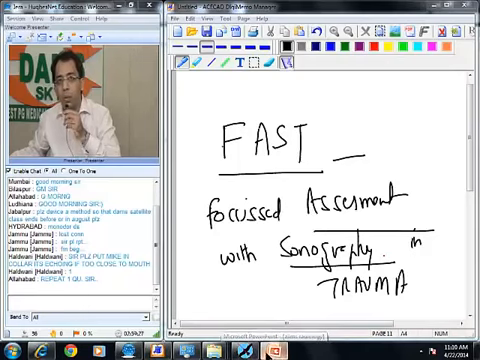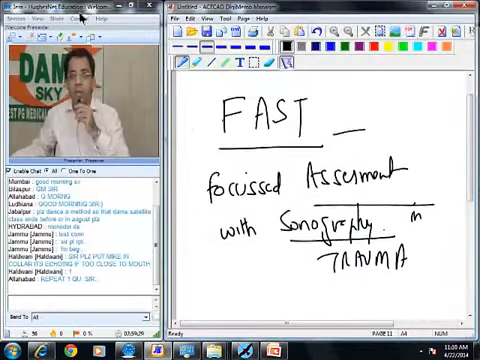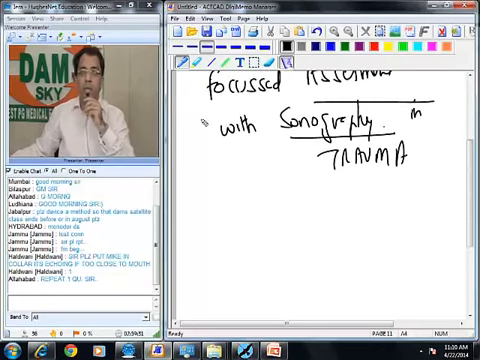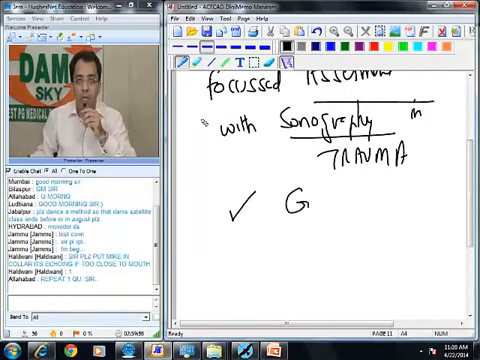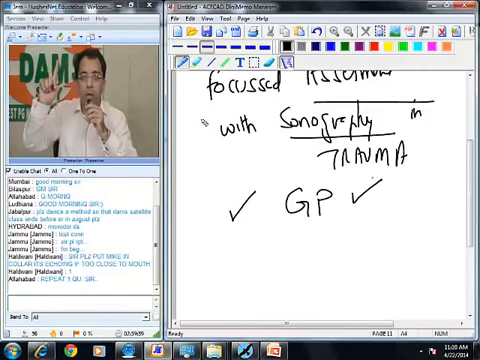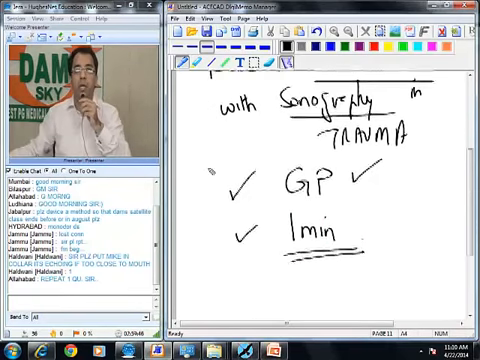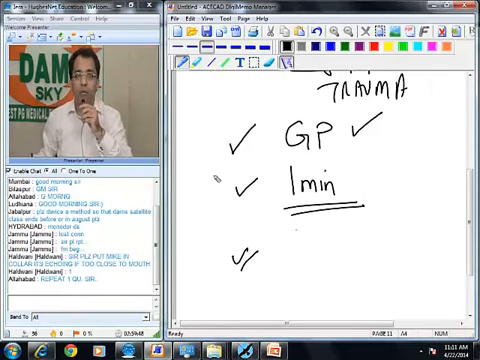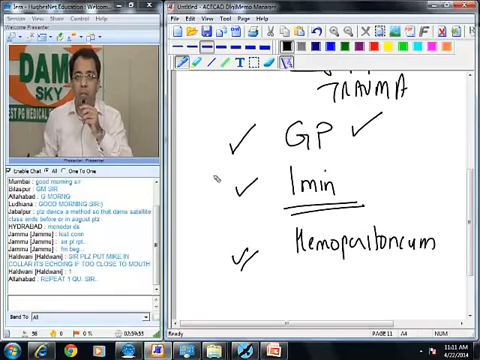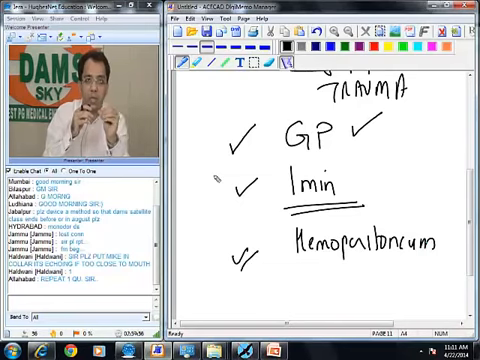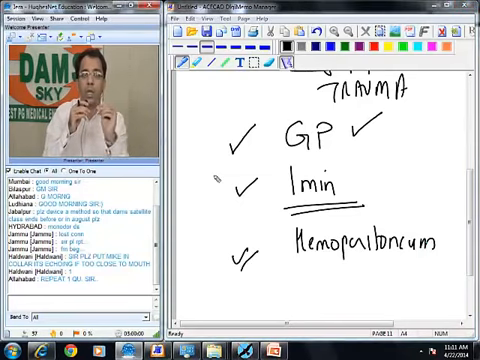Now let us remember a few key points. FAST is done by general physicians, not by radiologists. Do not mark radiologist. FAST is done in how much time? Only 1 minute. FAST is done to look for hemoperitoneum. Please remember three keywords: FAST is done by general physicians who are posted in trauma, within 1 minute, to detect hemoperitoneum.